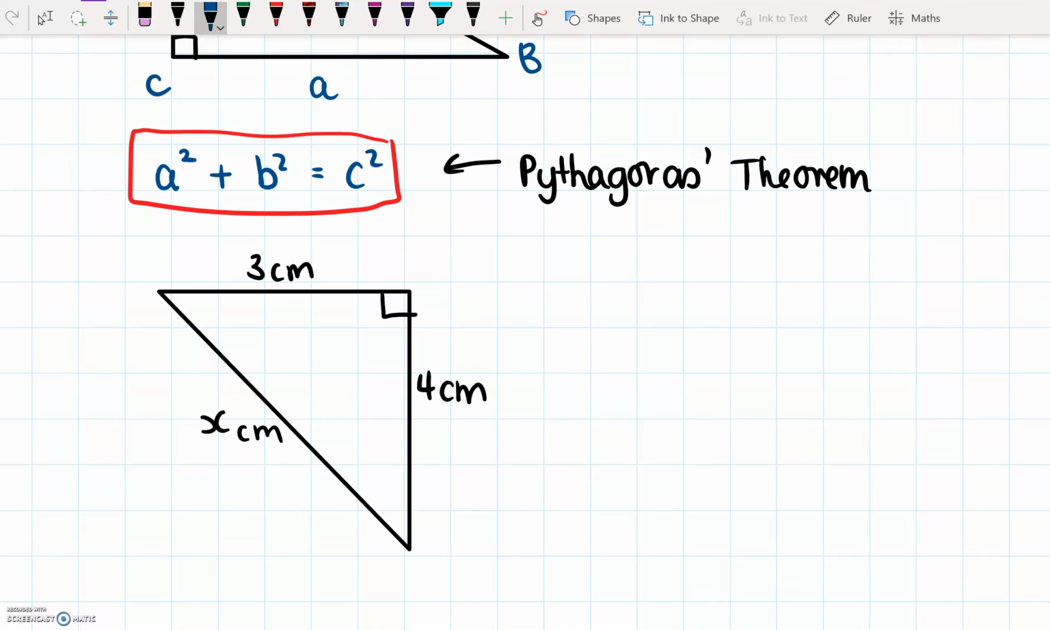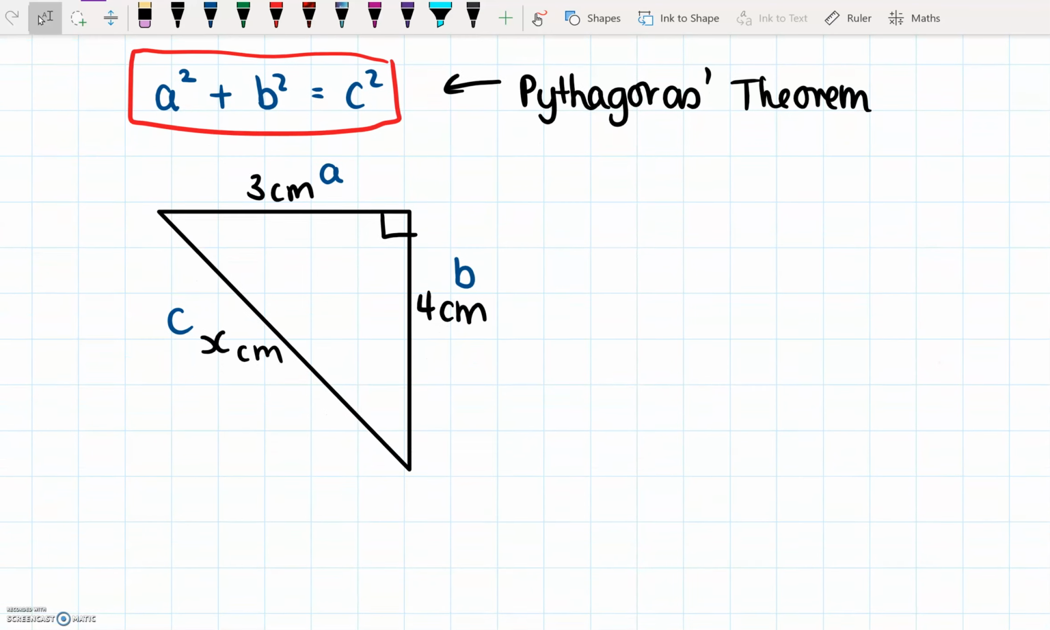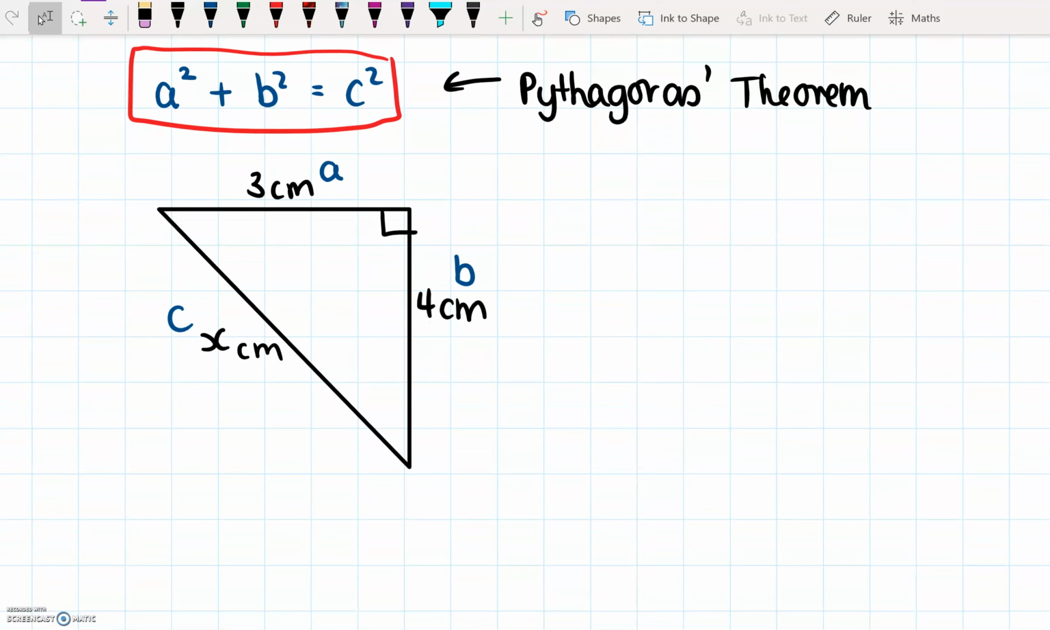We will call this side C. For the other two, it doesn't really matter which one's A and which one's B, so we'll put an A here and a B here. Start with your formula. We know that A squared plus B squared is equal to C squared. You can see that C is our hypotenuse. It's the one that we don't know, and we're going to find the length of that hypotenuse. You might remember this from last lesson because we already did this one, but we're going to go through the steps of how to do it.